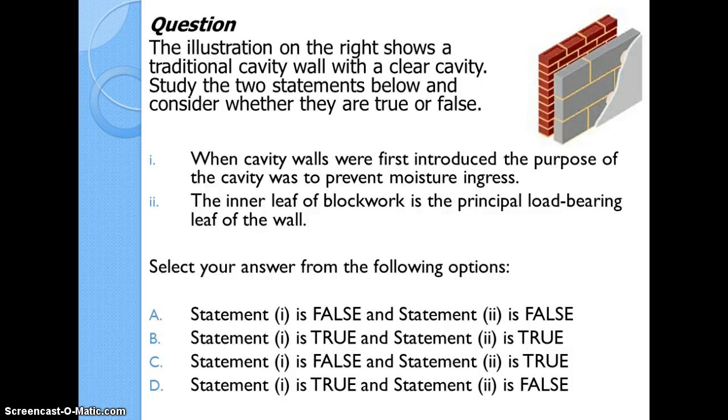Third question, this one shows an illustration again of a cavity wall with a clear cavity. Again, 2 statements. Number 1, when cavity walls were first introduced, the purpose of the cavity was to prevent moisture ingress. That's absolutely true. Secondly, the inner leaf of blockwork is the principal load-bearing leaf of the wall. Again, that also is true. So both statements are true, so you need to look through the list and you'll see that the correct answer in this case would be B.